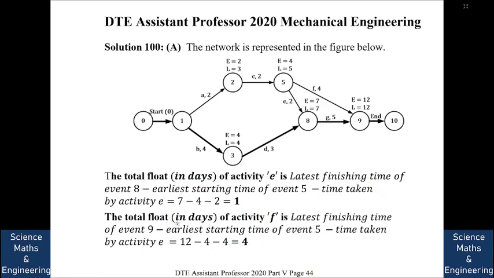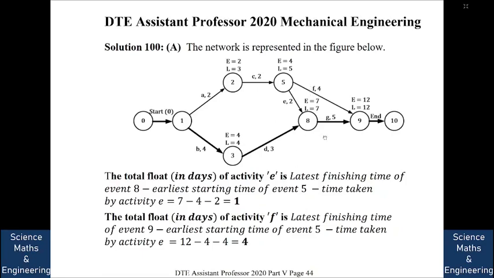Okay, next total float for activity F. For activity F, latest is 12 days here, and here earliest is 4 days. Now 4 days is required for the activity, so it will be 12 minus 4 minus 4, so we get 4 days. So the float for activity F would be 4 days.